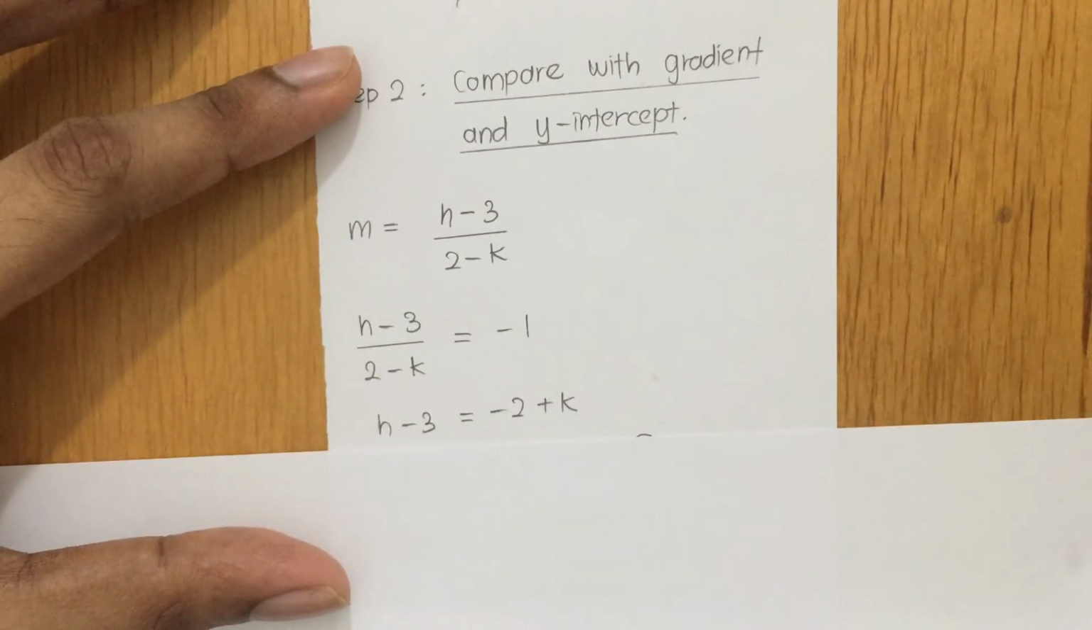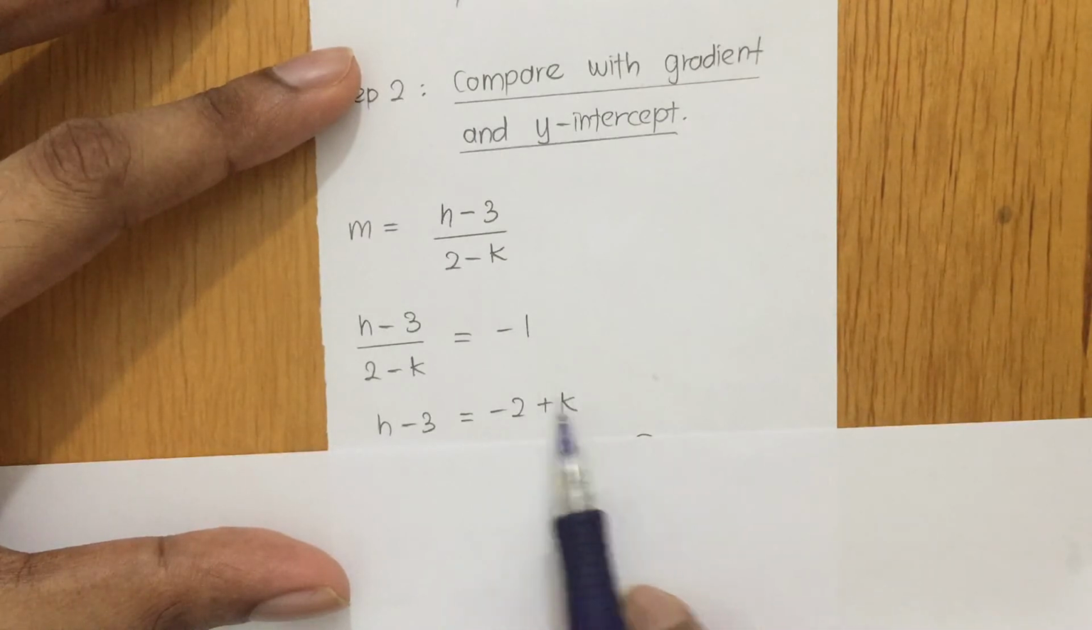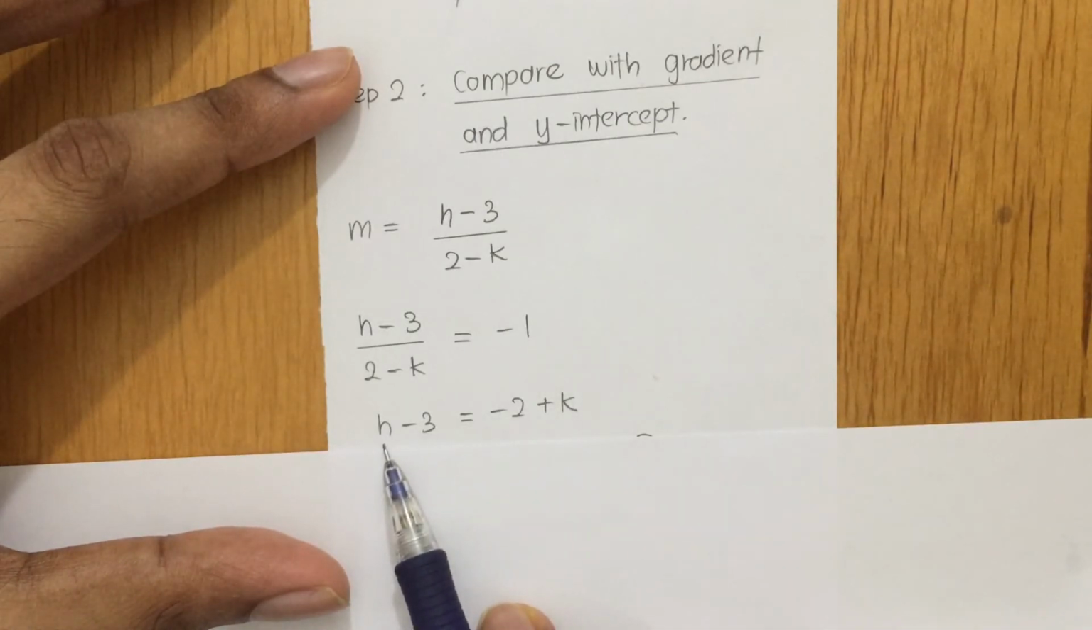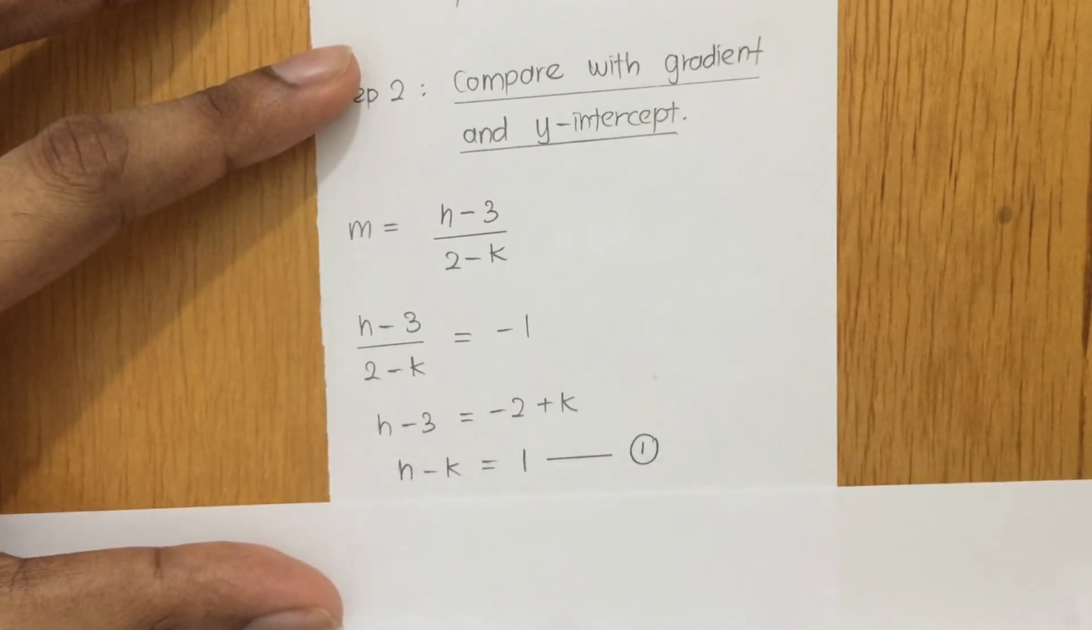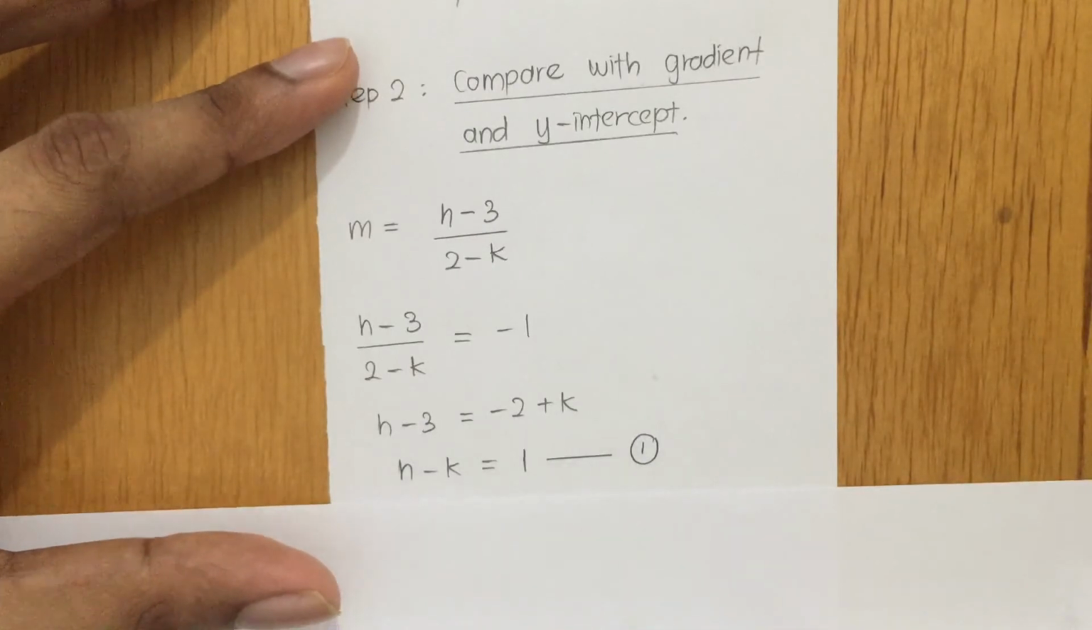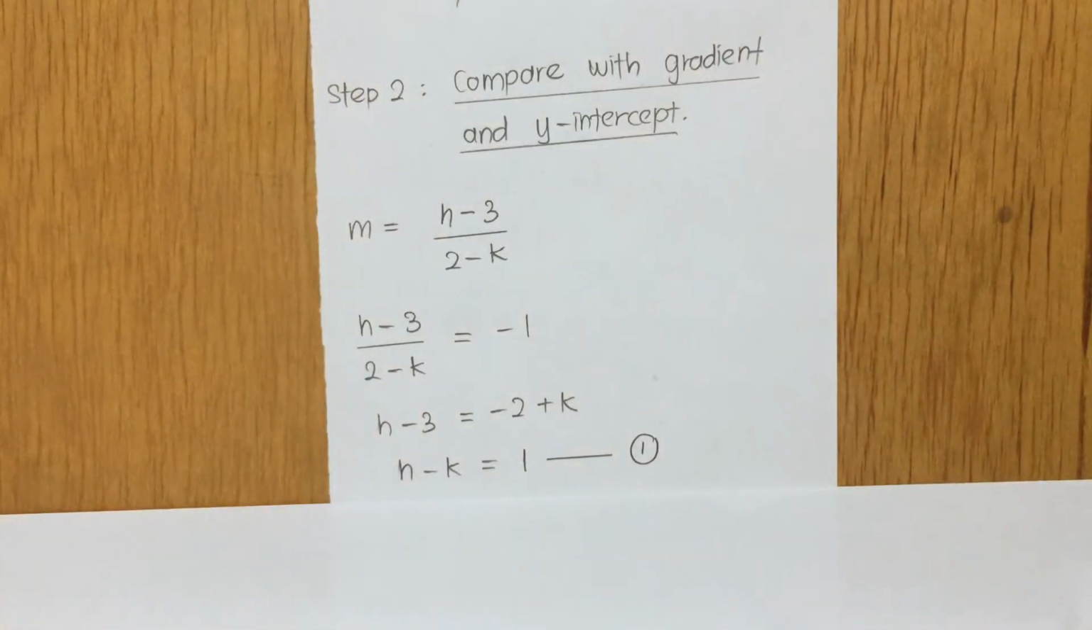Okay, so what I did in the next step is I regrouped the variables on the left hand side and the numbers on the right hand side. So from here, I get h minus k is equal to 1, and this will be your first equation. Okay, so from here you should get some rough idea, guys.